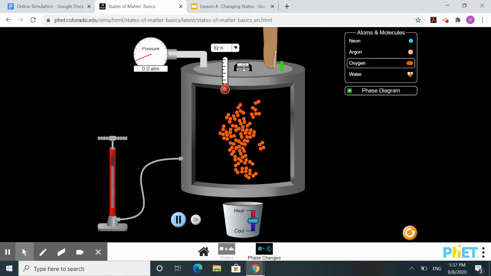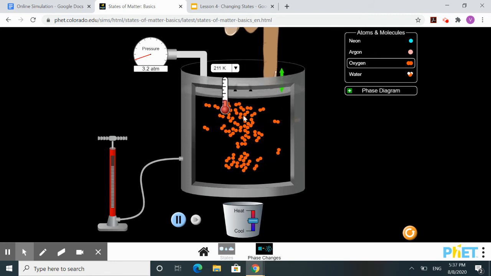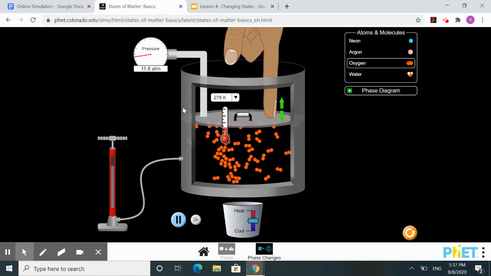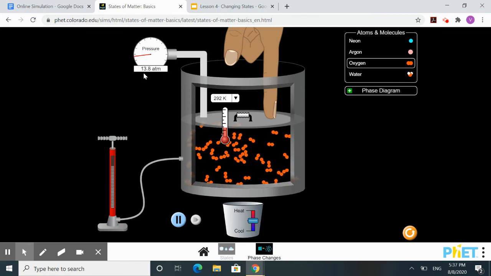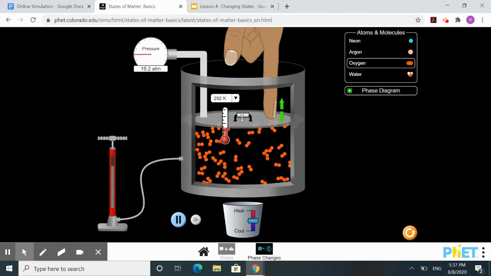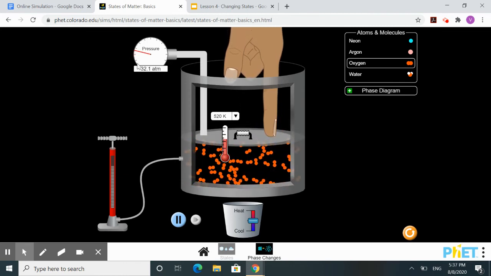Now let's increase pressure. How do you increase pressure? So basically, to increase pressure, you need to bring the lid down. So see how when I bring the lid down, this number goes up. Look. See? It went from 0 to 38. 0 over here to 38 over here.